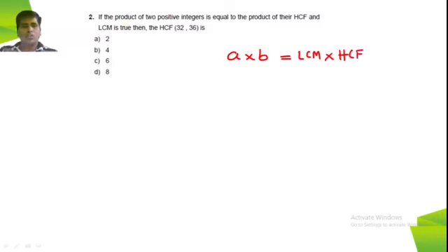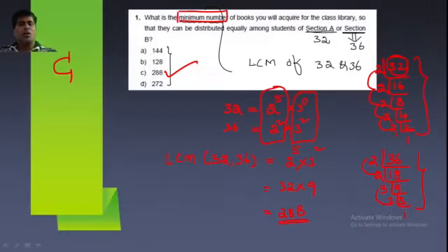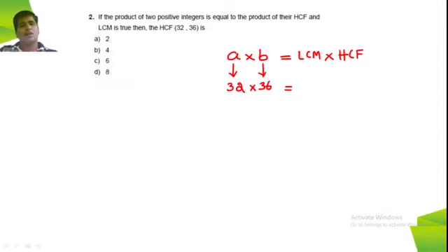Here you already know the two numbers. What are the two numbers in this question? We have 32 and 36. Section A students we have 32, section B students we have 36, is equal to, just now we got the answer for LCM. If I go back, what is the LCM? We got it as 288. So this is an interdependent question. LCM we already found out, so no need to find it again. So 288, and we have to find the HCF.